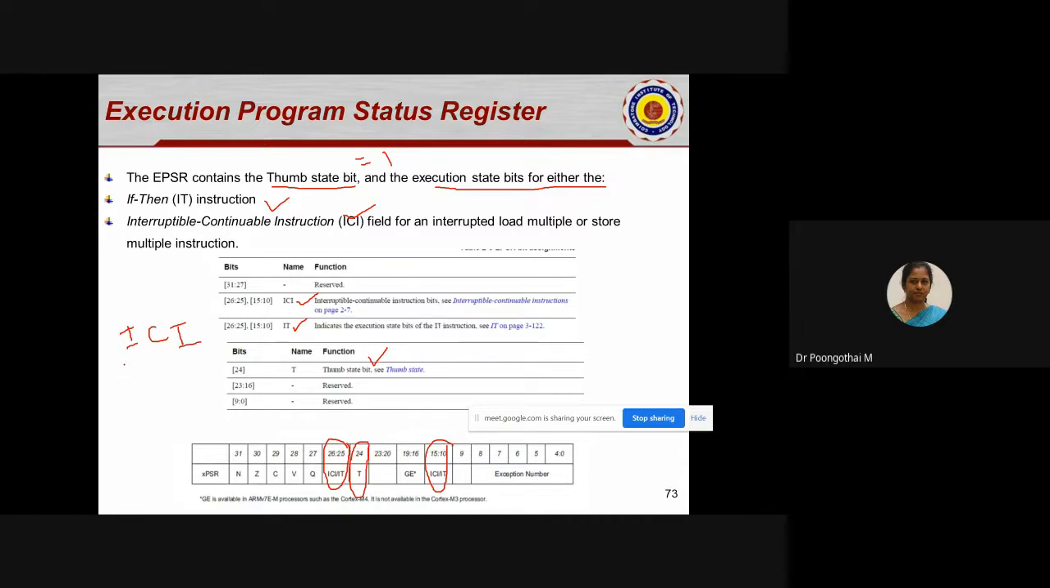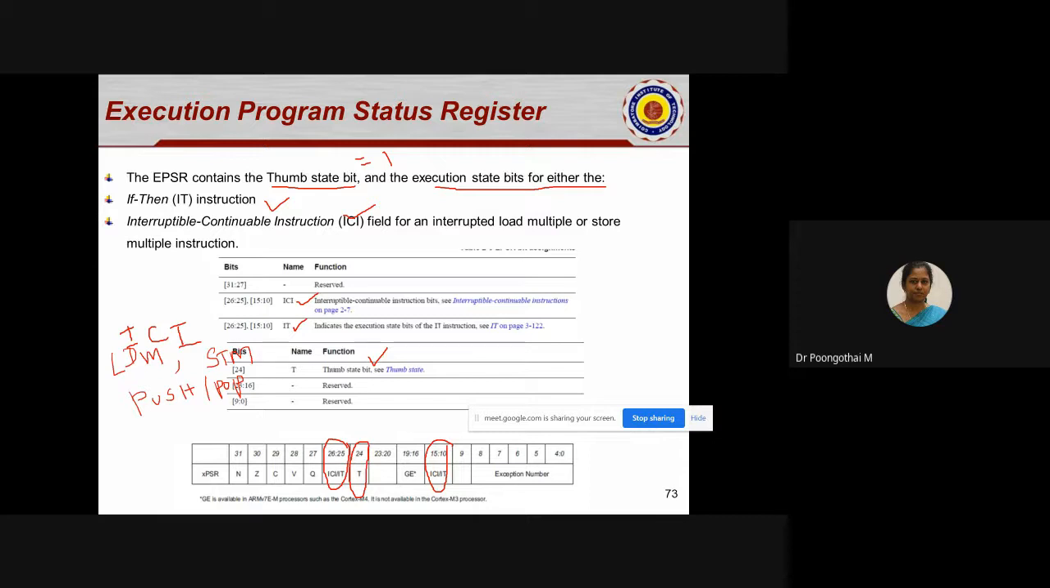So when an interrupt occurs during the execution of an LDM (load multiple register), please note down the instructions: STM, push, or pop. When an interrupt occurs during the execution of these instructions, what will the processor do?